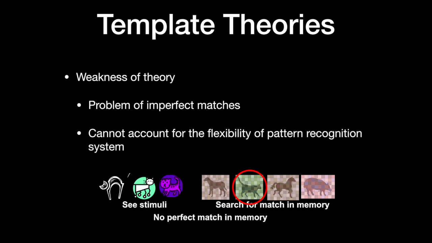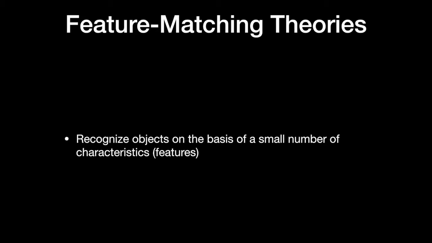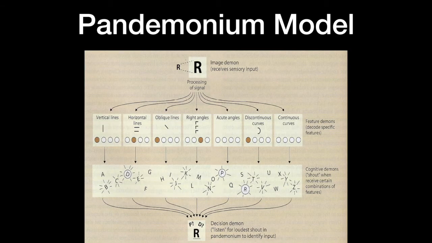Okay, next, feature matching theories. So maybe we attempt to match features of a pattern to features stored in memory rather than to match a whole pattern to a template or a prototype. This is called feature analysis or feature matching theories. The Pandemonium model is an example of a feature matching model, and this explains how letters are recognized. The flow of information is strictly bottom-up, and one letter is processed at a time in a serial manner.